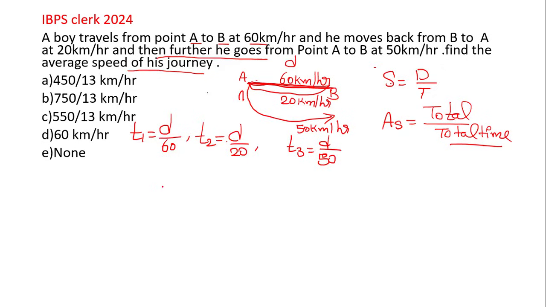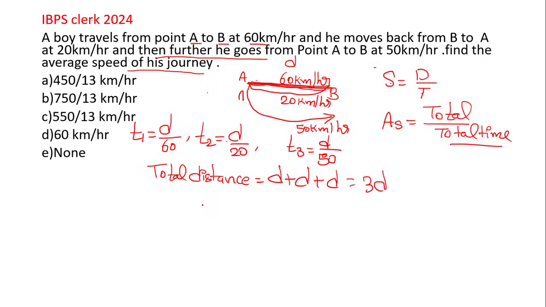Next, how about the total distance? Total distance is first d, then the second time he went from B to A, and the third time he went from A to B again. So in total it will be 3d.